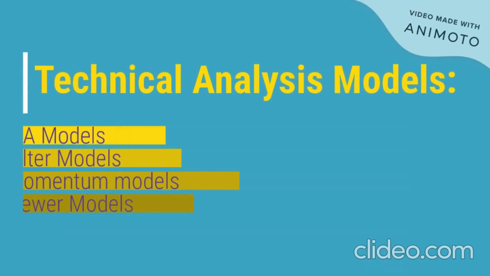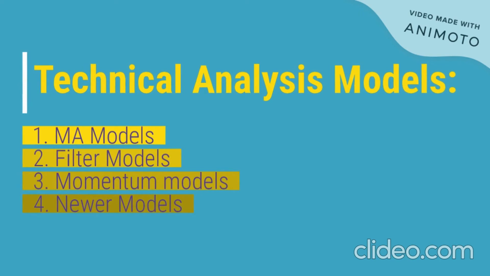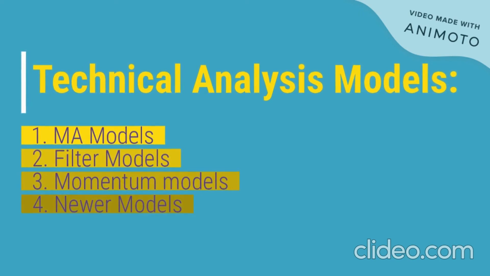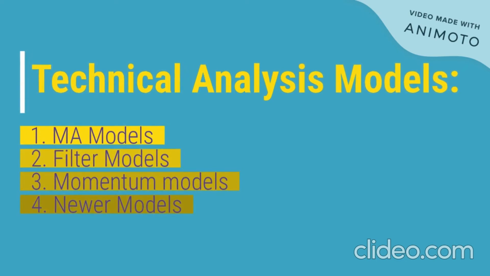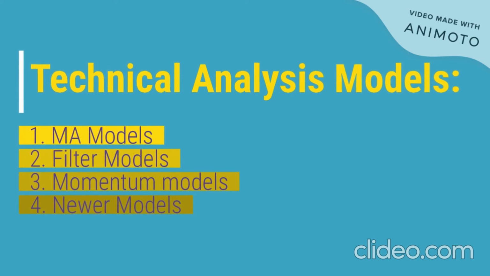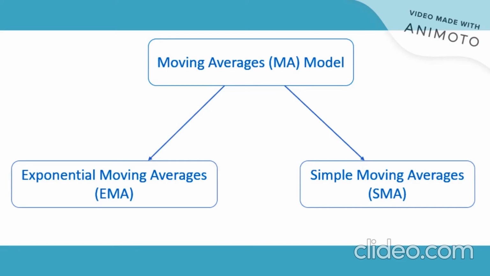Technical analysis consists of 4 models: moving average models, filter models, momentum models, and newer models. Each model uses its own elements and calculations to create buy and sell signals. In this video, I will focus on the first 2 models and I will talk about them in more detail. Now let's move on with the first model.